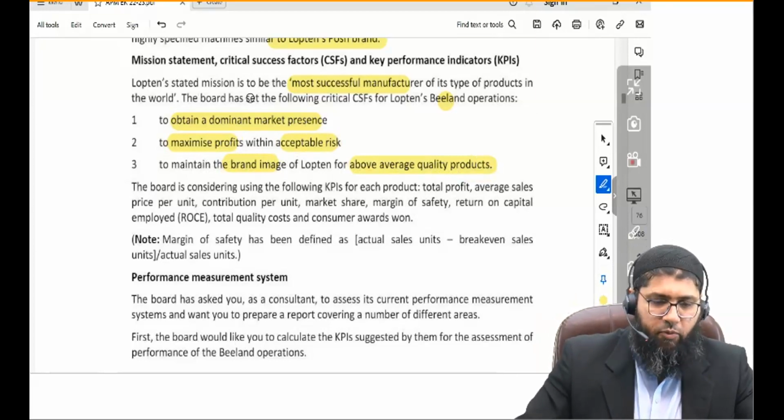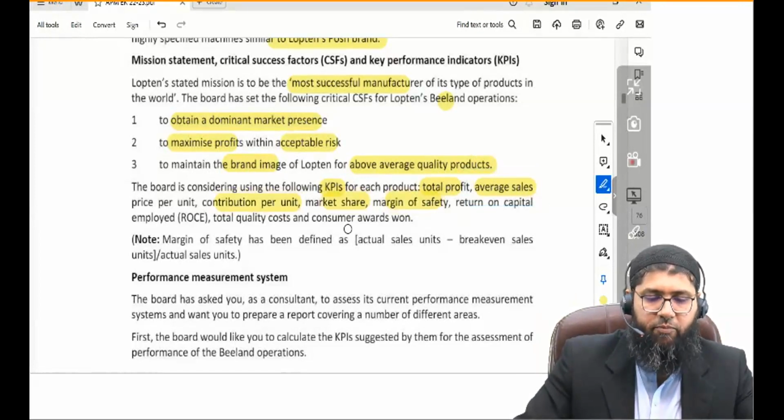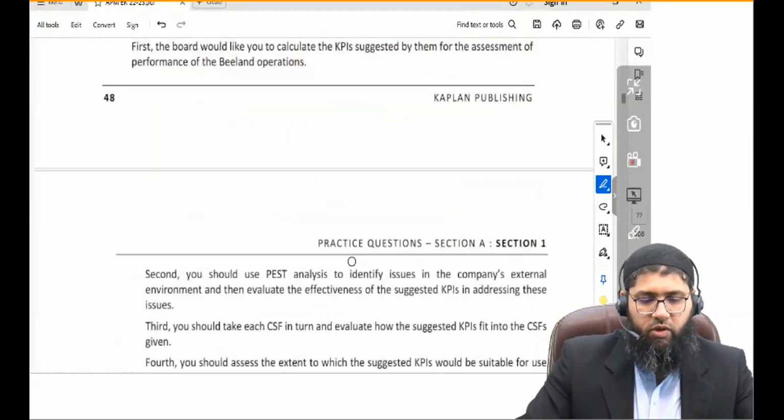It says the board is considering using the following KPIs for each product: the total profit, the average sales per unit, the contribution per unit, market share, margin of safety, return on capital employed, total quality cost, and so on. The margin of safety has been defined as such. So that's what they are trying to do.